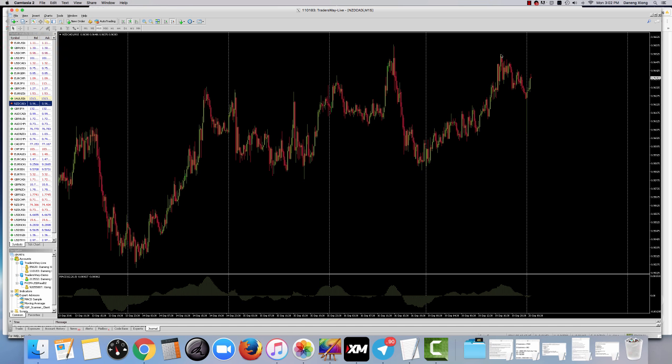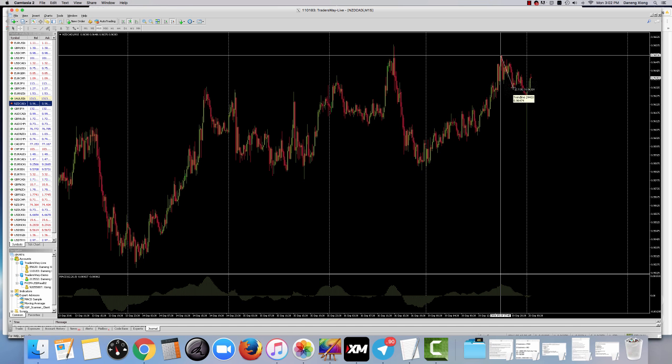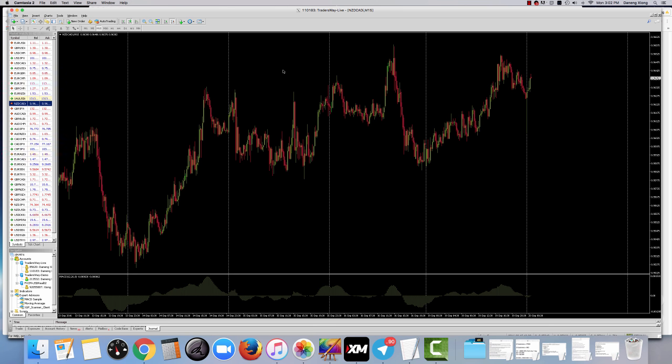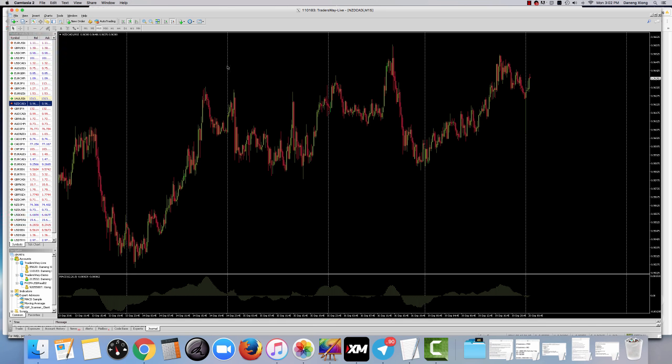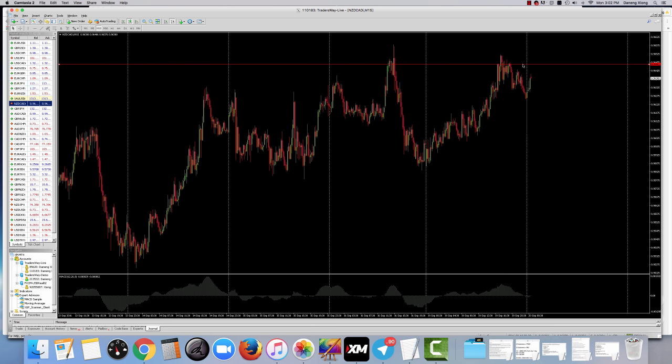So now, when I take a look at this, it's already moved at least 20 pips down, okay? So on this one right here, NZD CAD, I actually had my sell order right around here somewhere, okay? So that's where my sell order was.